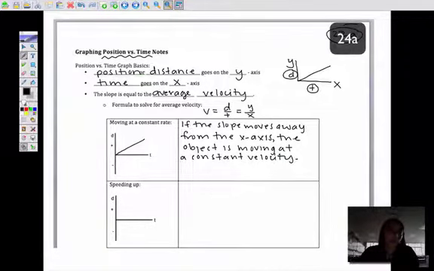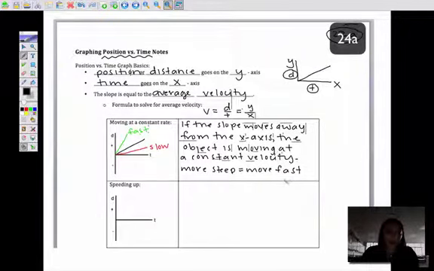Now, what if the object's going really, really fast or really slow? If the slope looks like this, that means the object's moving very fast. But if it's closer to the x-axis, it's moving pretty slow. So something we need to remind ourselves too is the steeper the line is, the faster the object is moving.